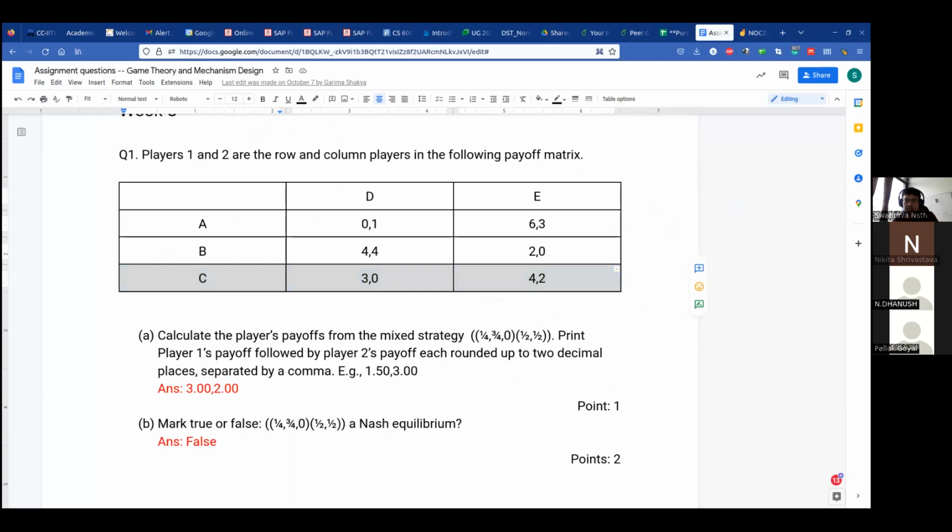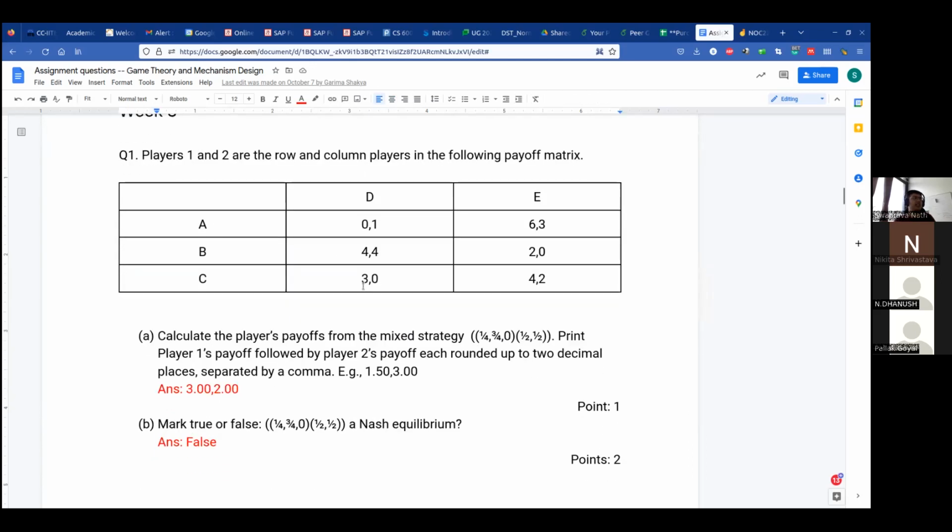Sir, question two, sir. Week three, question two. Instead of chat, I'm not able to see everything in one screen. So instead of chat, you can just unmute yourself and ask the question. That is easier for me to follow.